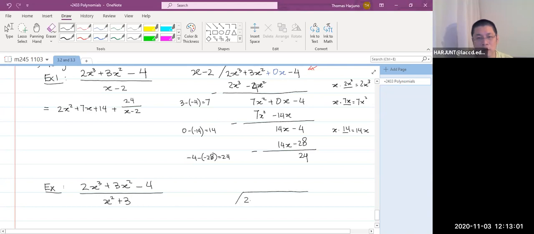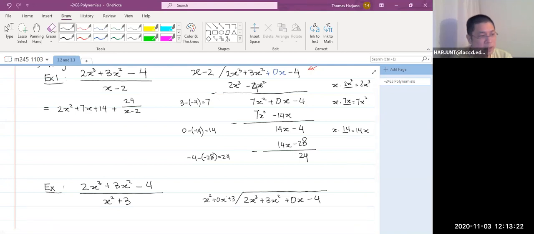So I will get 2x cubed plus 3x squared plus 0x minus 4 divided by x squared plus 0x plus 3. Remember, it has to be in descending order also for both of them. Okay, and be aware if you have any skip. Be aware with any skip.